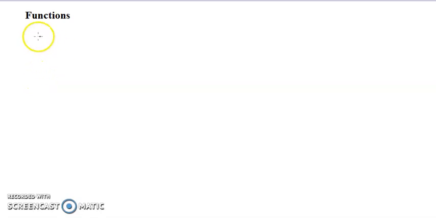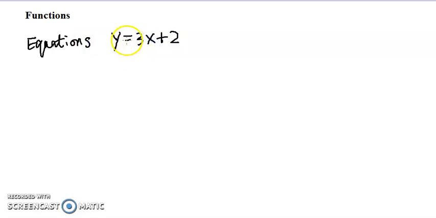Previously, we have learned equations. Let's look at the example we talked about before. Say y equals 3x plus 2. This is called an equation because it has an equal sign. But this equation has two variables. One is x, the other is y. As we discussed before, it has infinitely many solutions.